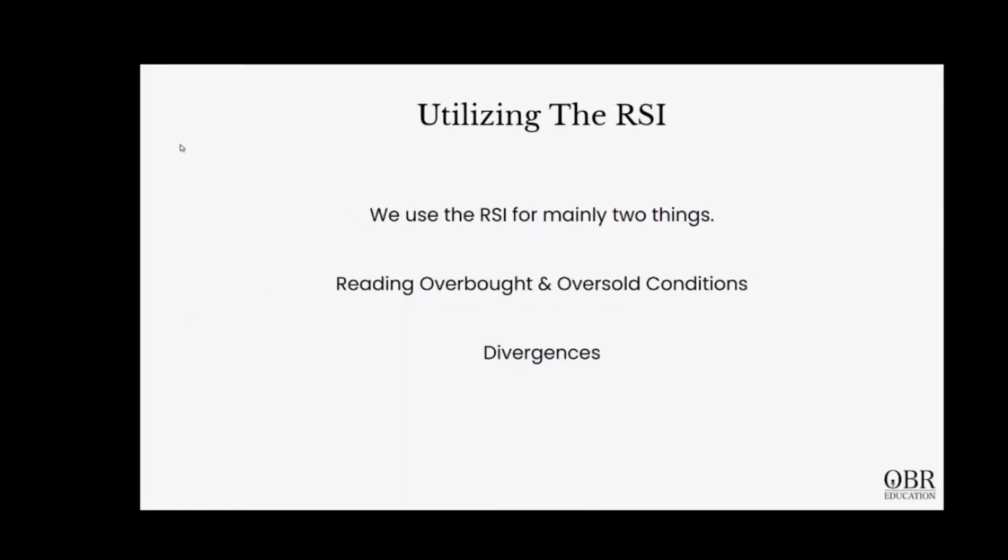When utilizing the RSI, we utilize it for mainly two things: reading overbought and oversold conditions, and also, as Austin was just touching on, divergences.